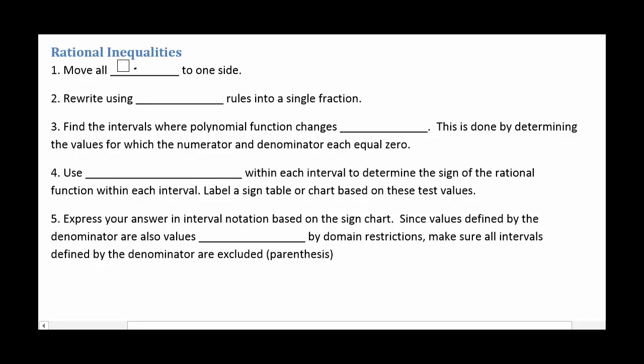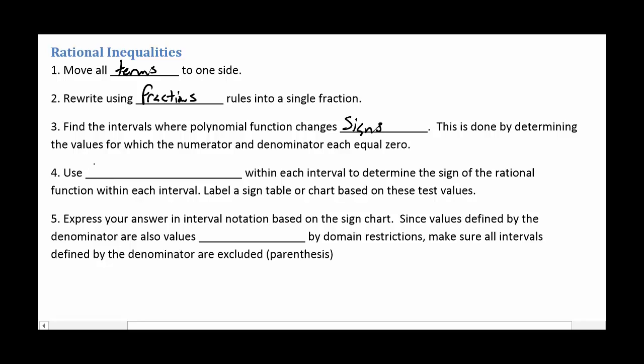Move all terms to one side. Then, if we don't have a single fraction at that point, we want to rewrite the left side using fraction rules, so we have a single fraction. We might have to do a common denominator if we don't already have one. All right, now step 3, we're going to find the intervals where the polynomial function changes signs. That's very similar to the previous problems we've looked at, except now we have a fraction case. And in essence, we're going to set the numerator and denominator equal to 0 and solve.